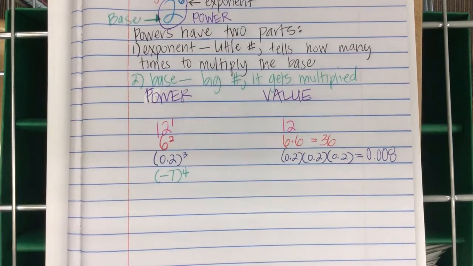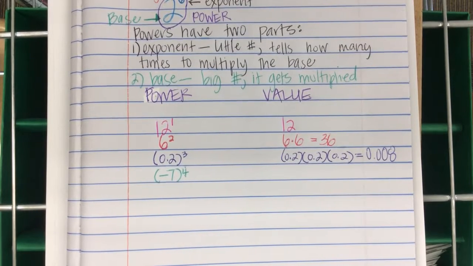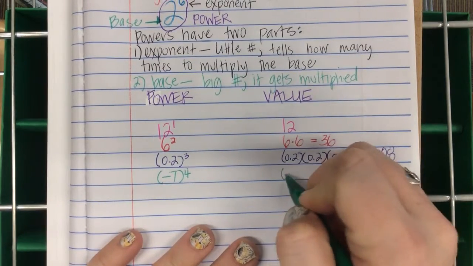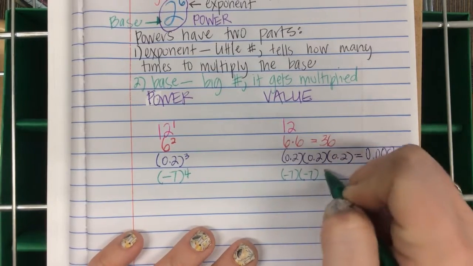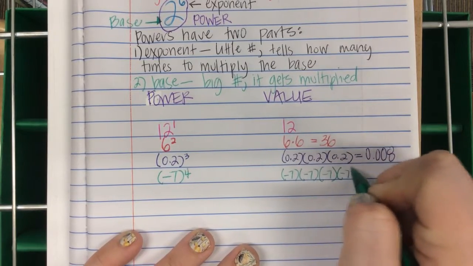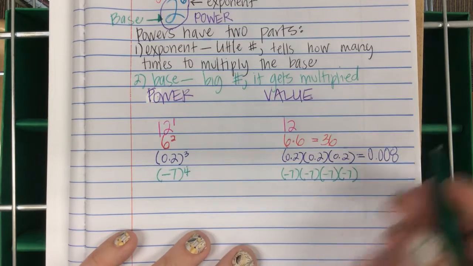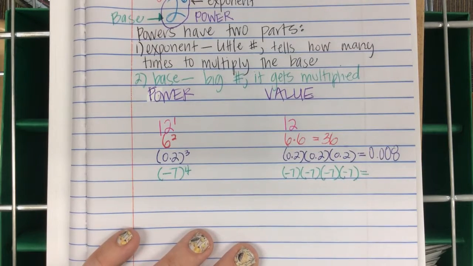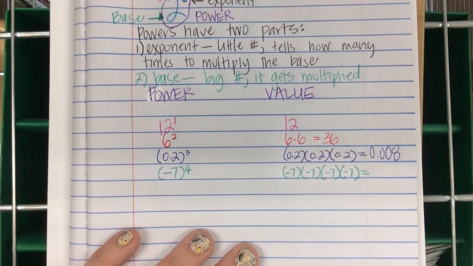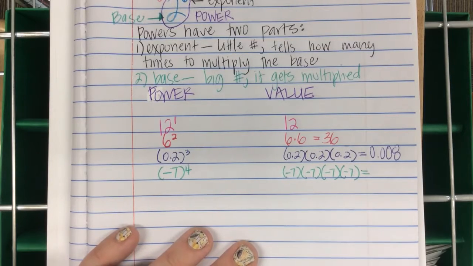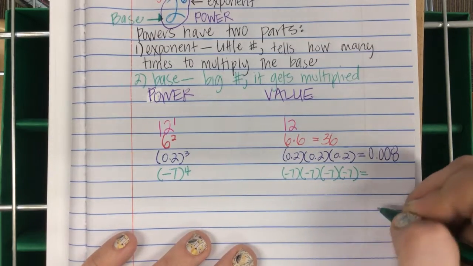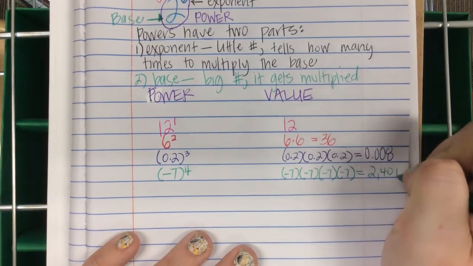-7 to the 4th. What does -7 to the 4th mean? Alexis? 4 -7s being multiplied. -7 times -7 times -7 times -7. And -7 times -7 times -7 times -7 is what, Sophia? 2,401.